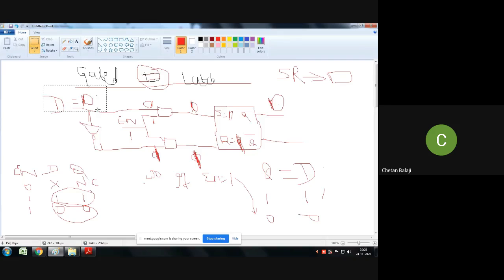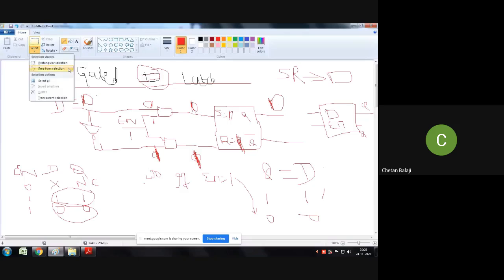Let me write the symbol diagram. Symbol diagram is very simple. You write a box, and write D on the input side. Call the other input enable. The outputs are Q and Q bar.